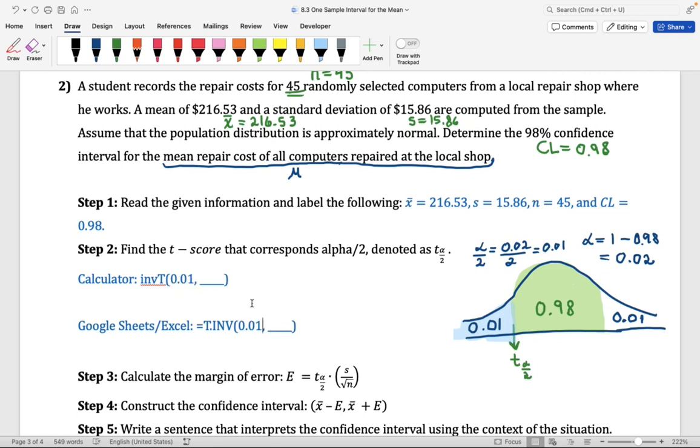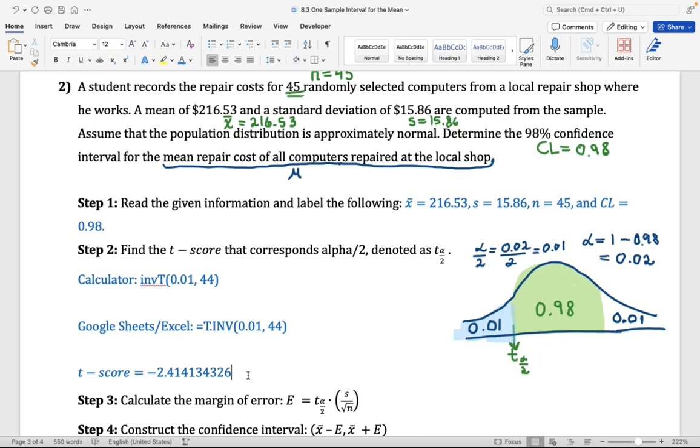Now, the second value on both of these functions is the degrees of freedom. Remember, degrees of freedom is n minus 1. Here we have n equal to 45. So the degrees of freedom is 44. Same thing here below. Again, both functions are wanting the area to the left of the t-score you're trying to find and the degrees of freedom. So go ahead and try this on your calculator, Google Sheets, or Excel.